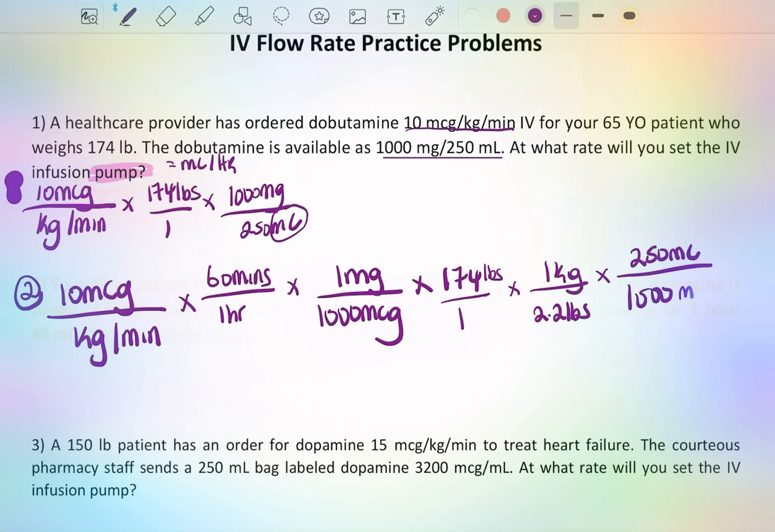Now, at this point, we are going to start taking stuff out. So we're going to say milligram takes out milligram. Then kilogram takes out kilogram. Minutes take out minutes. Microgram kicks out microgram. And pounds take out pounds. Now we're left with milliliter per hour, which is what we really need.